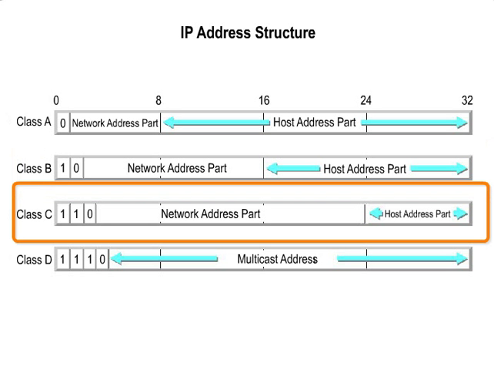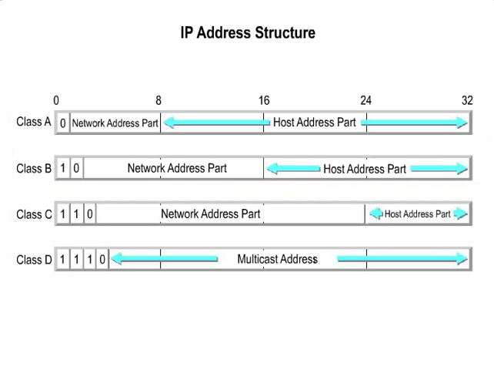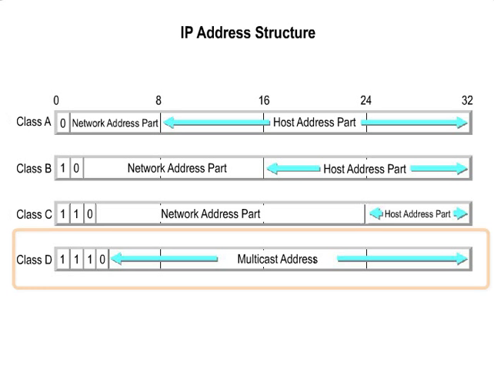In addition to classes A, B, and C, there is also the class known as Class D, and this is used for the special purpose known as multicast, one-to-N communication.